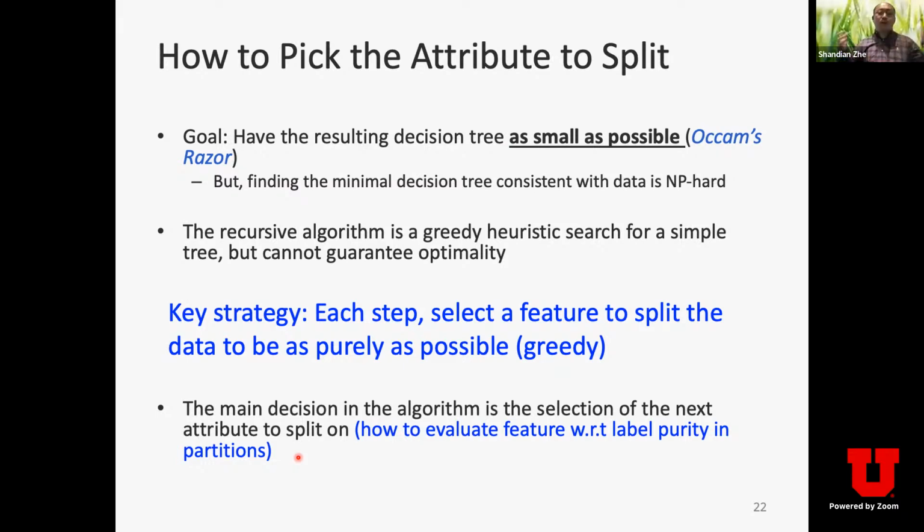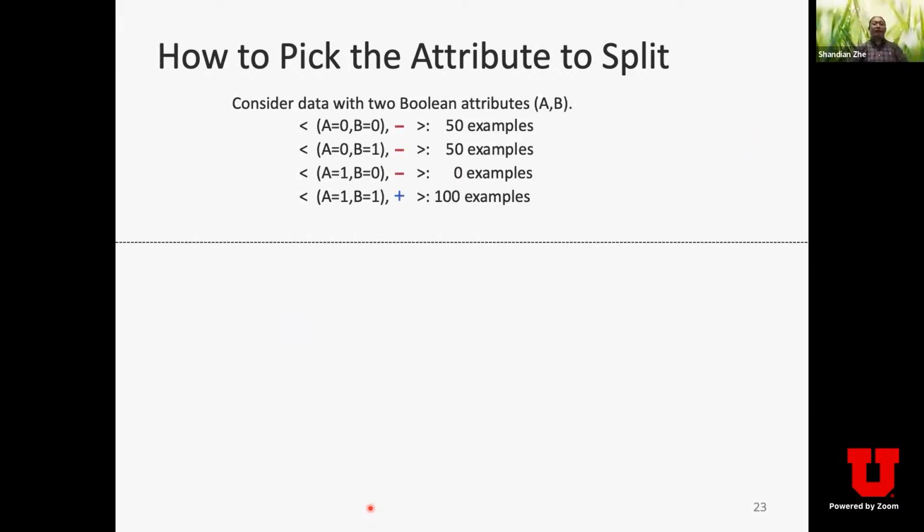Then the remaining question is that we need a quantifiable metric to evaluate the label purity after I use any attribute to split on the current data set. So how do we measure that? Let us start with a concrete example. Consider data with two Boolean features, or attributes, A and B. Here is the distribution of those examples.